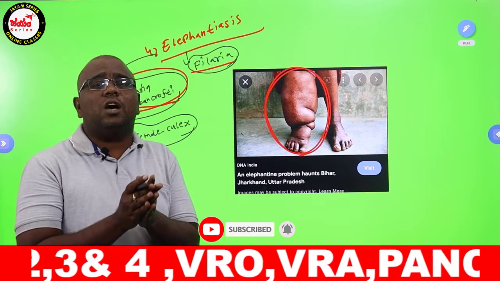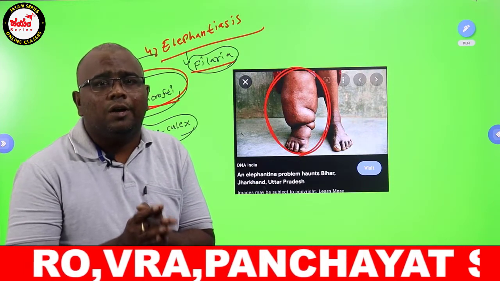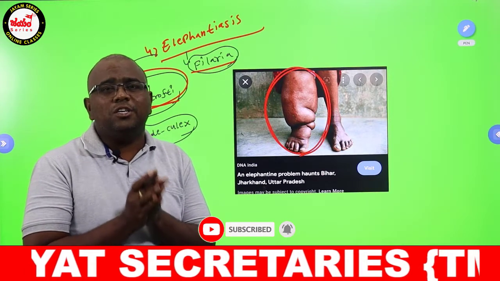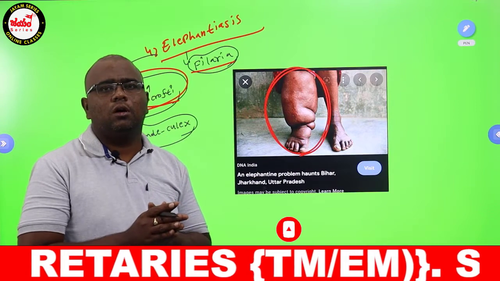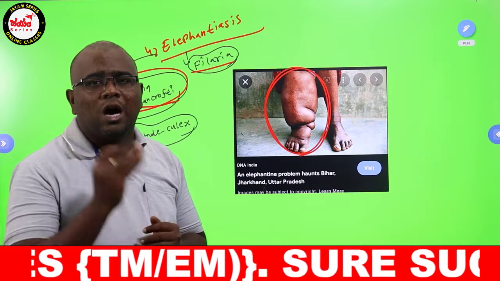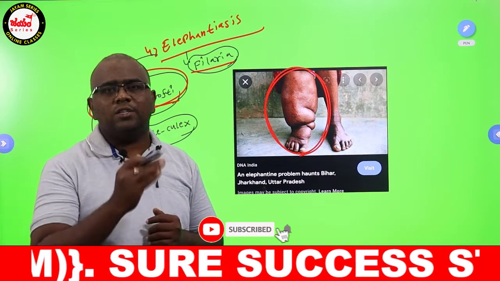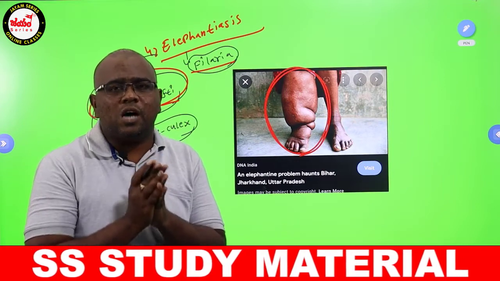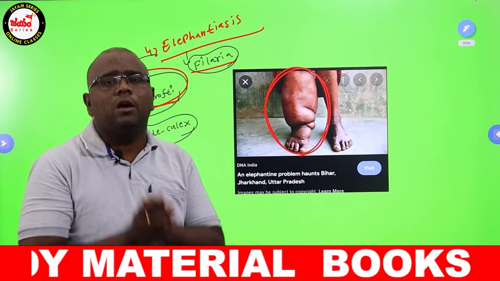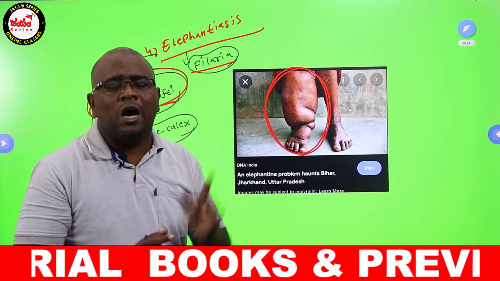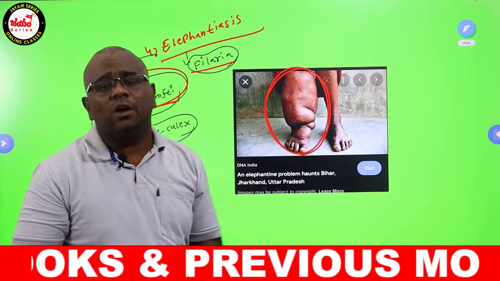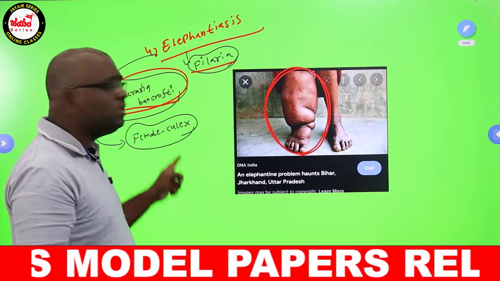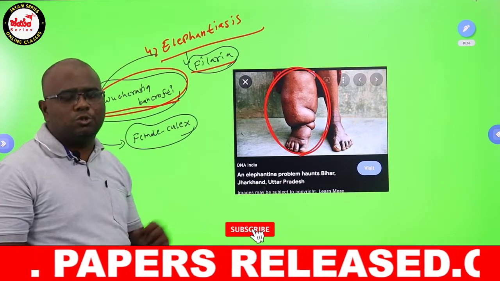From an examination point of view, a question is asked: which diseases are caused by the bite of the female Culex mosquito? The answer is encephalitis and elephantiasis. Elephantiasis is caused by the female Culex mosquito.